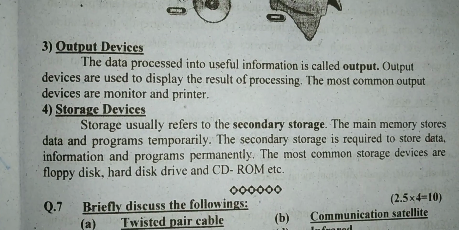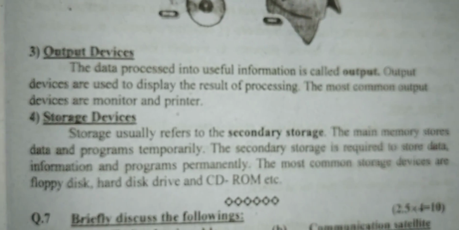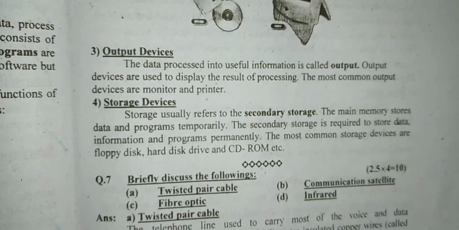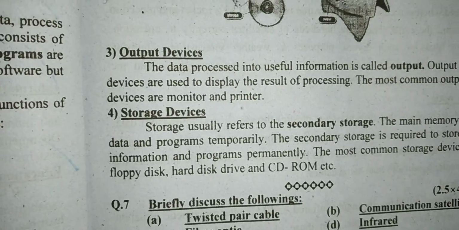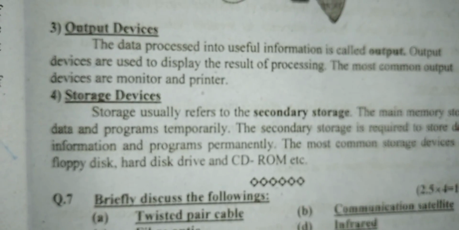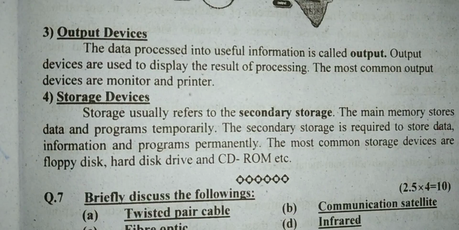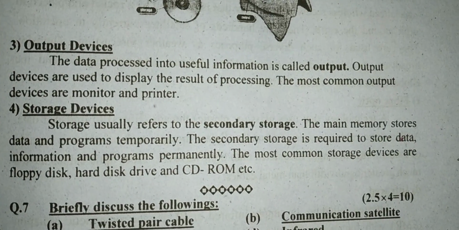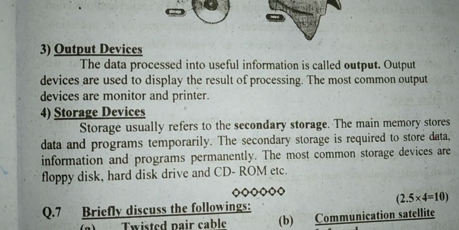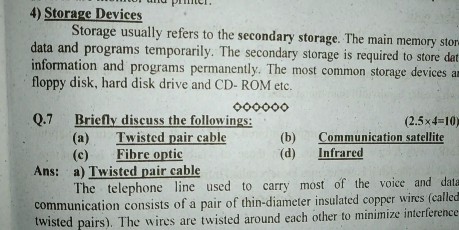Storage device. Storage usually refers to secondary storage. The main memory stores data and programs temporarily. The secondary storage is required to store data, information and programs permanently. The most common storage devices are floppy disk, hard disk, hard drive, CD-ROM, disk, etc. Briefly discuss the following.